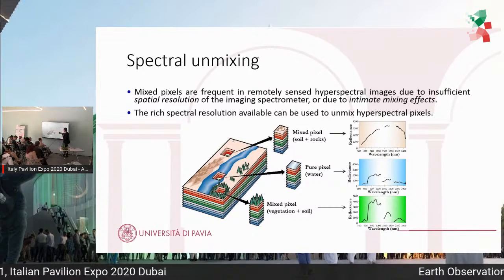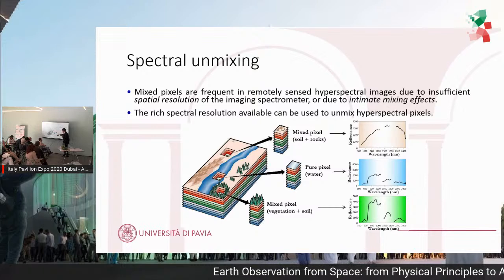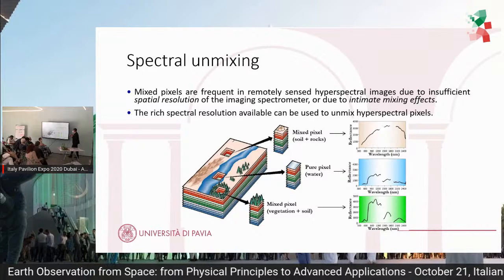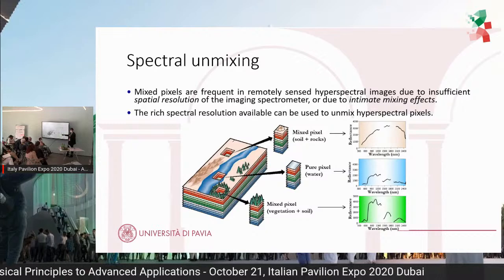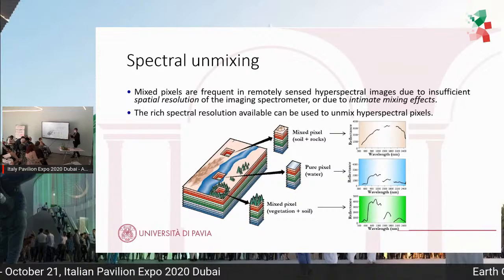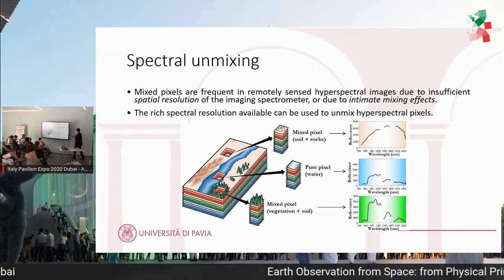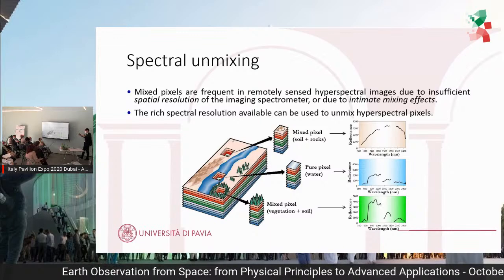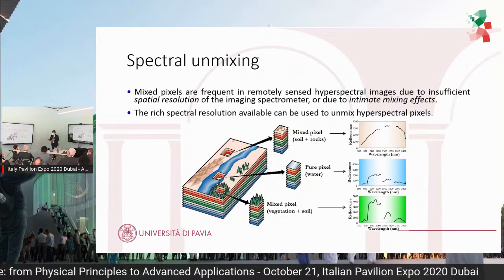So a pixel which is made by different materials. In this example, it's soil plus rocks or vegetation plus soil. If you have a pure pixel, you have only one spectrum. If you have multiple materials, you have a combination. So the point is, what can I do? In that case, we need to use an approach which is called spectral unmixing. So there is a mixture of the different frequencies, and we need to go back.